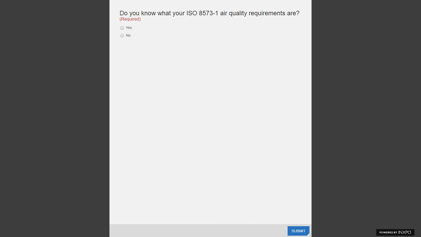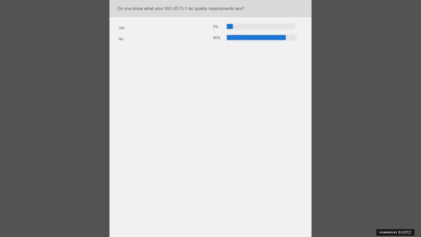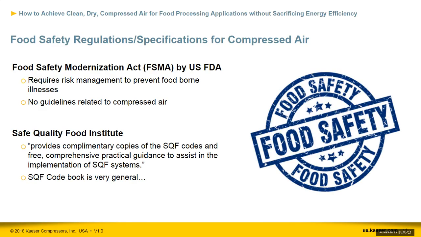Okay, we're going to go ahead and hit pause here for a polling question. Do you know what your ISO 8573-1 air quality requirements are? Okay, so we're going to go ahead and move on here, and once we get the results of the polling question, we'll move on. All right, well, that's excellent. So we got some responses here, and it looks like overwhelmingly folks are not aware of what their ISO 8573 requirements are. So interesting. Hopefully we can shed some light on that here today.